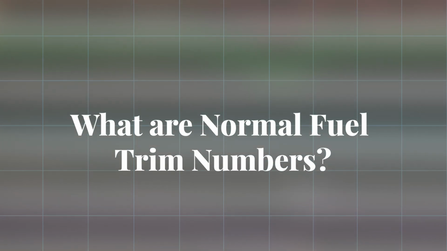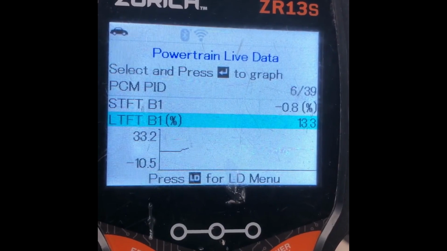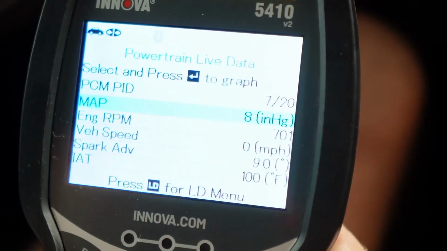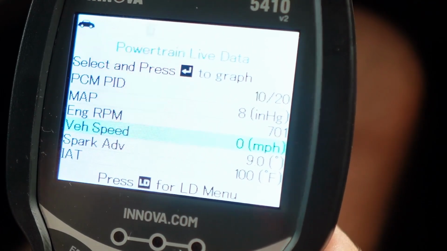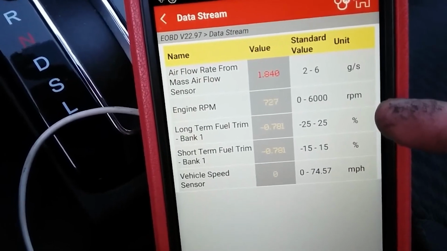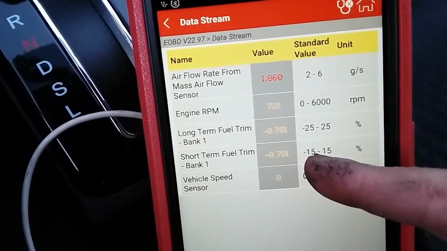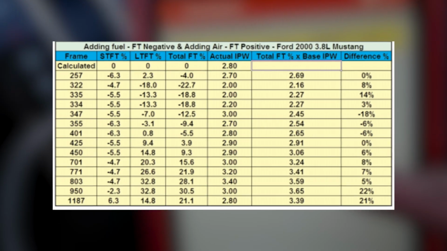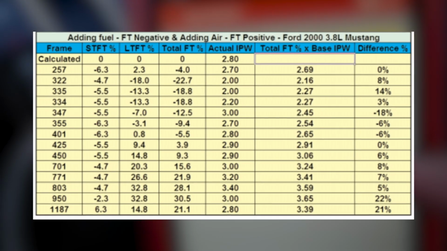Now, what are normal fuel trim numbers? In general, if your short-term and long-term fuel trims are close to zero, that's ideal. In real time, that's not always going to happen, but you want them reasonably close. A common rule of thumb is that if you add short-term and long-term together, and the total is within roughly plus or minus 8%, sometimes plus or minus 10%, you're usually okay.